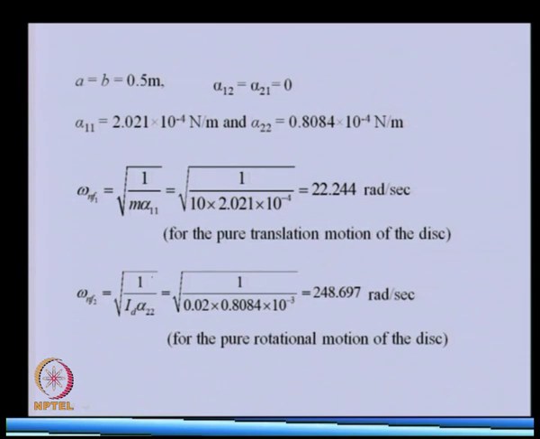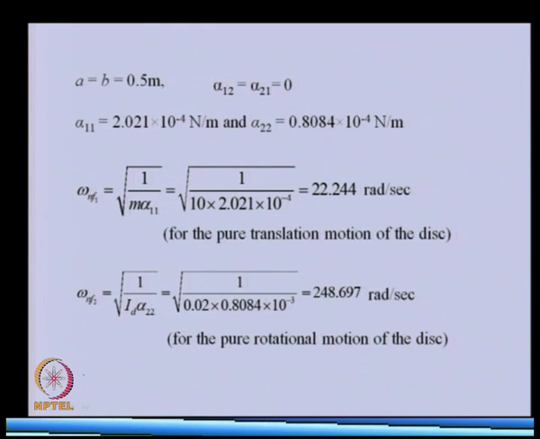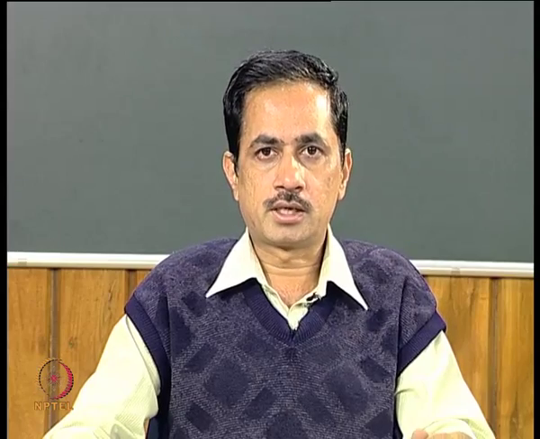So, when the disk is at the middle, we get 22.244 radians per second as one natural frequency and 248.697 as the second natural frequency, and these are different as compared to the previous case in which coupling was there, which was 29.4 and 290.4. So, even if we change the disk location, we expect a change in the natural frequency. This particular example was very simple, but it was good in clearing the concept of the influence coefficient, and how we get the characteristic equation to get the natural frequency was quite clear.